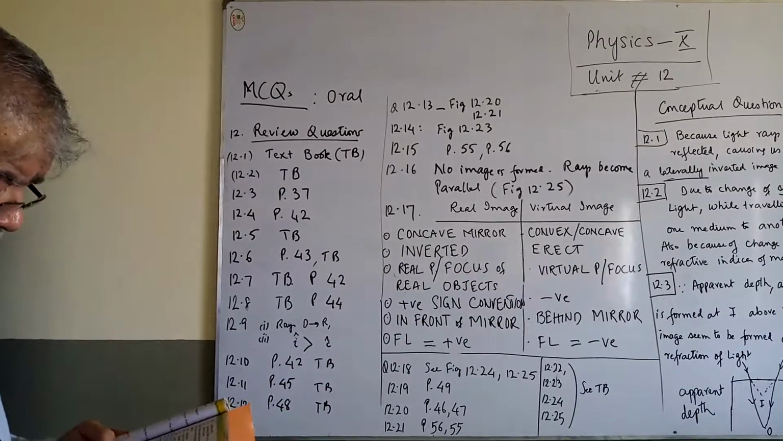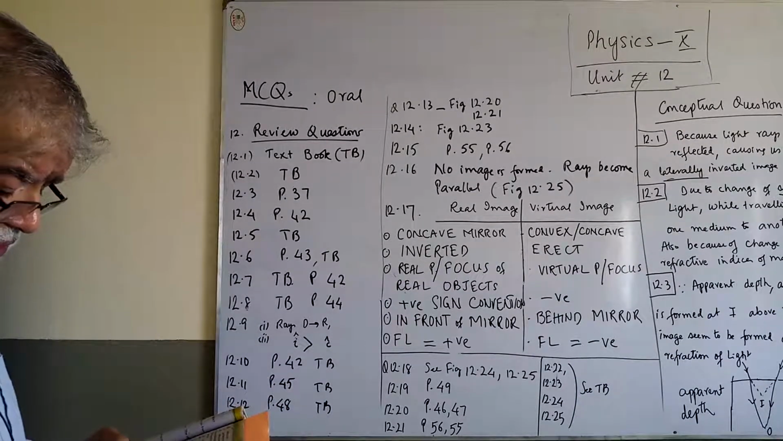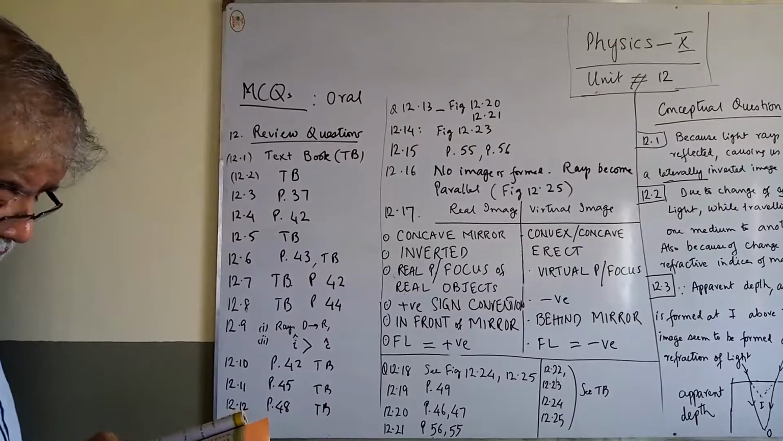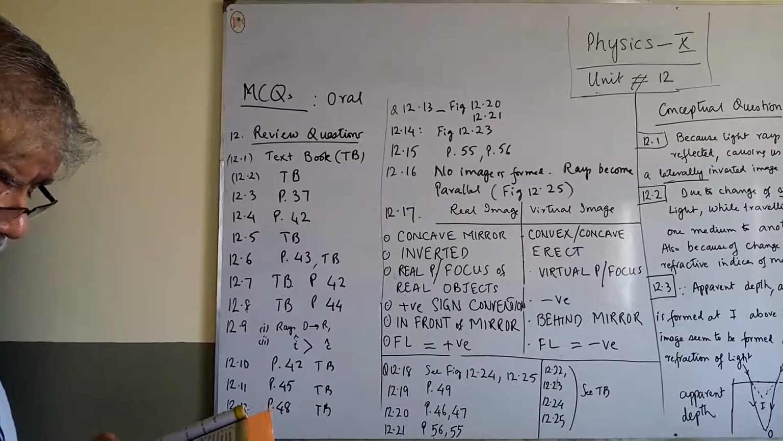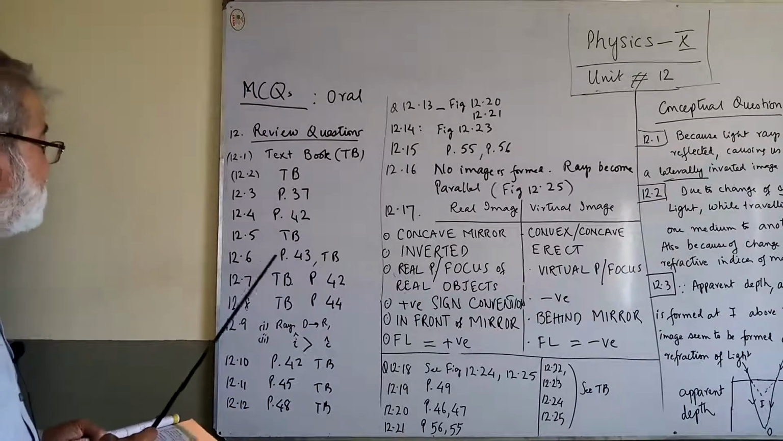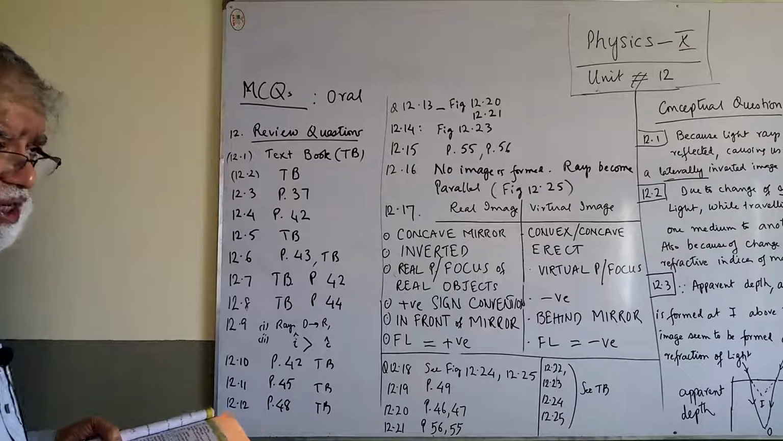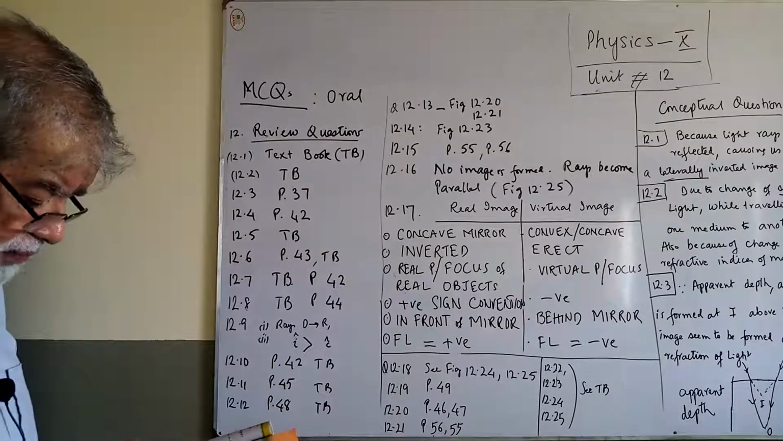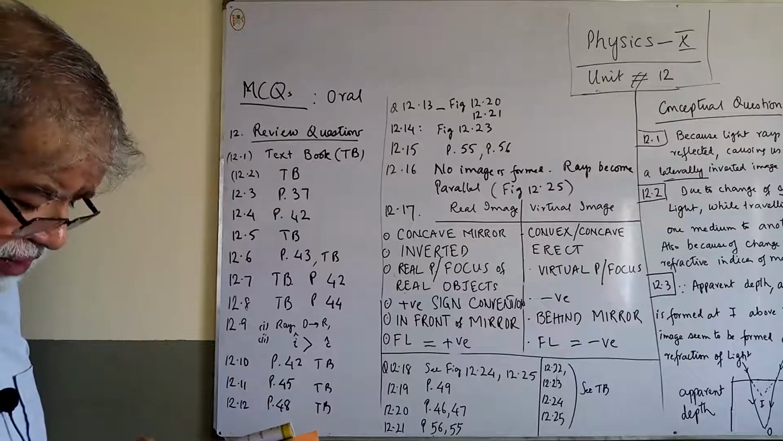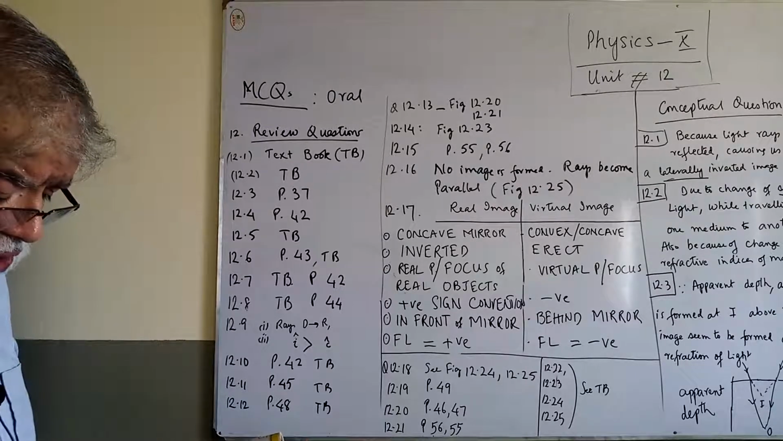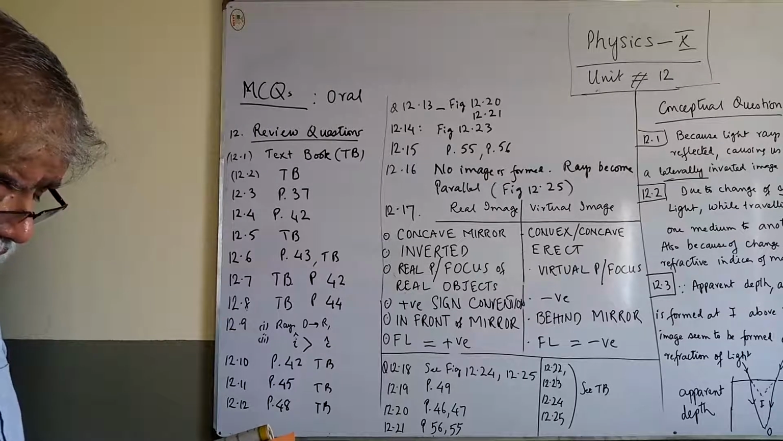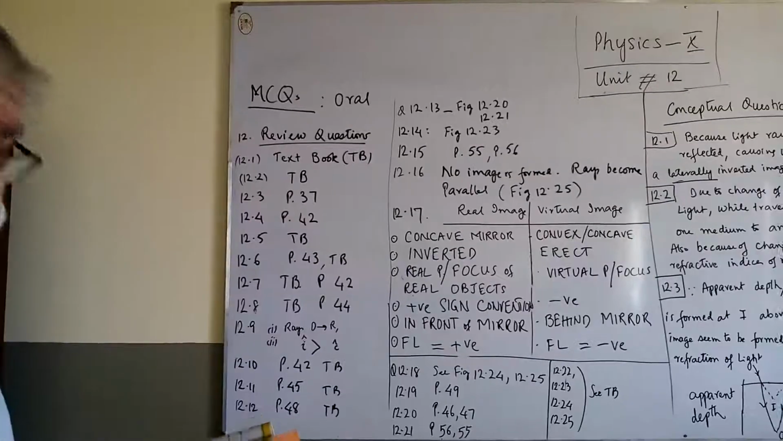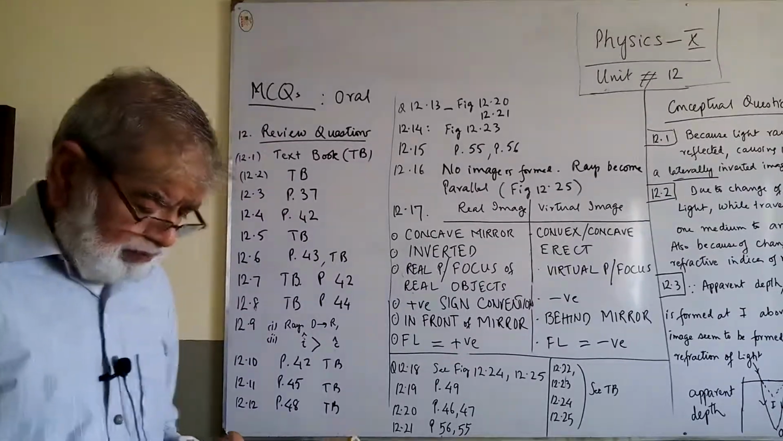Question number 6. What is meant by refractive index of a material? How would you determine the refractive index of a rectangular glass slab? Again, page number 43 has given the answer. Question number 7. State the laws of refraction of light and show how they may be verified using a rectangular glass slab and pins. Please see page 42.